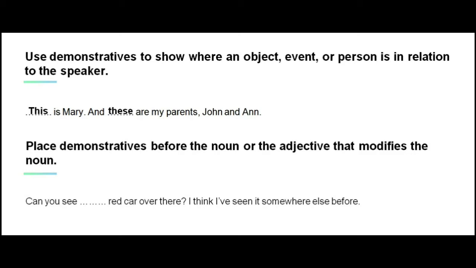Also, remember that demonstratives are placed before the noun or the adjective that modifies the noun. Have a look at the sentence over here. Fill in the gap using the appropriate demonstrative. Can you see that red car over there? I think I've seen it somewhere else before.